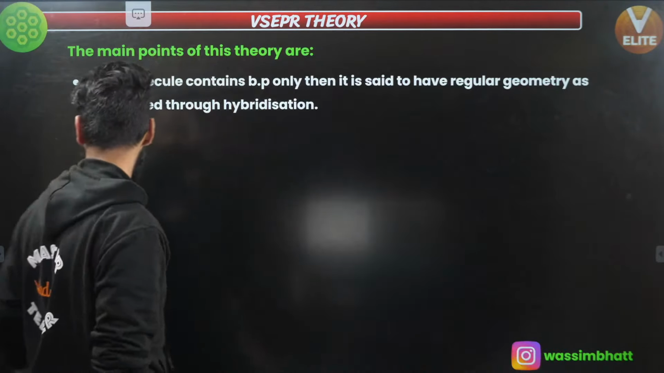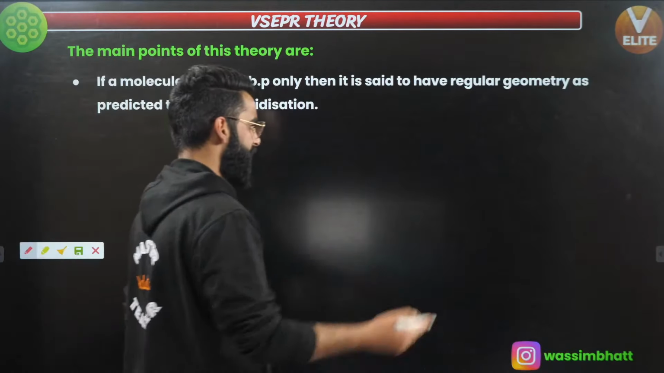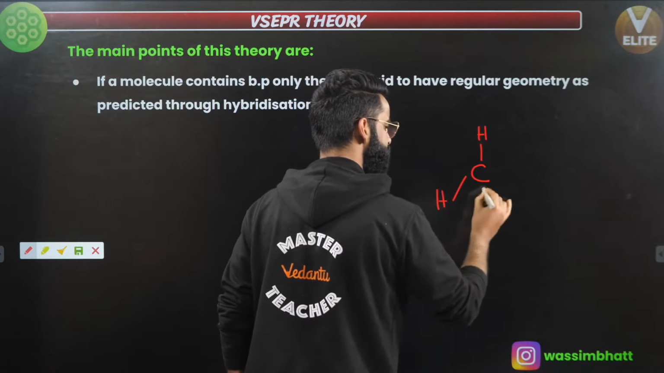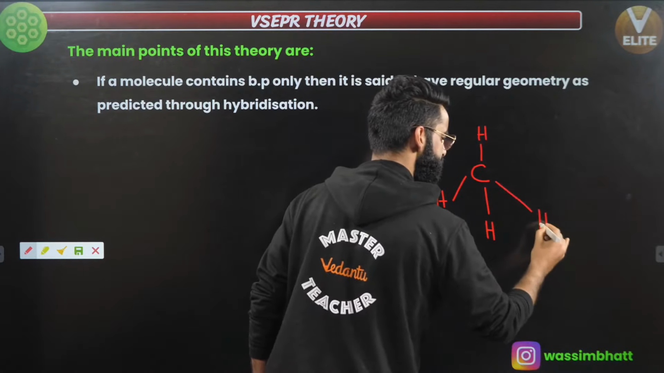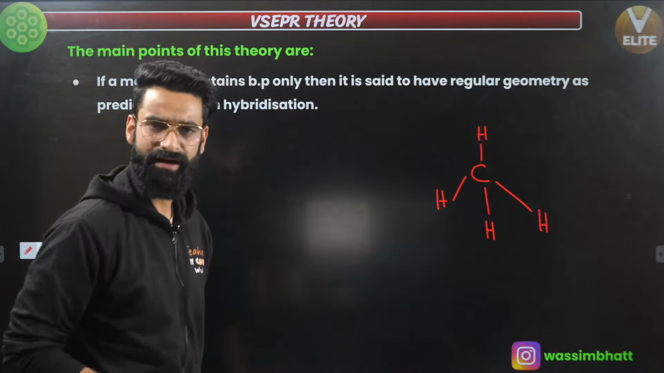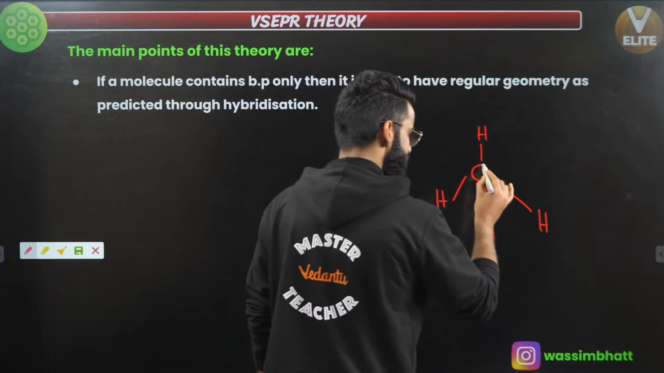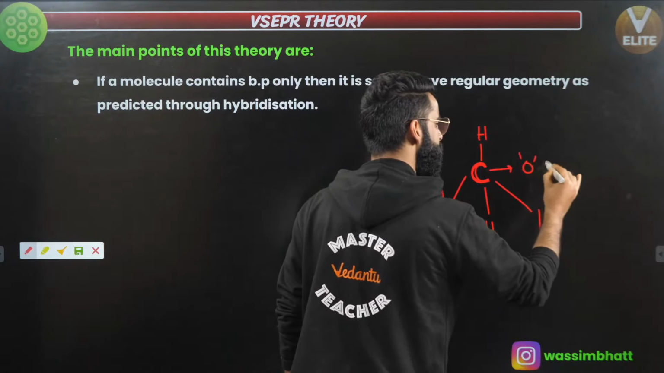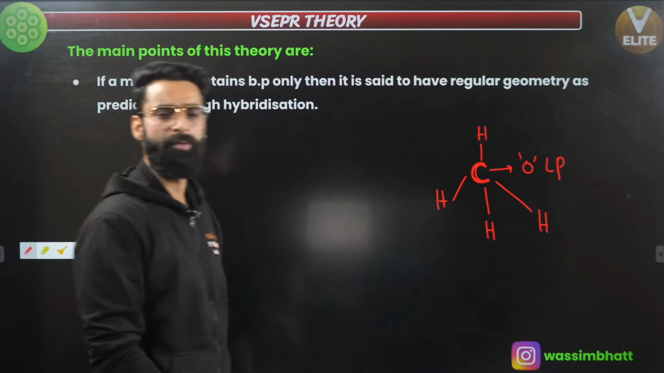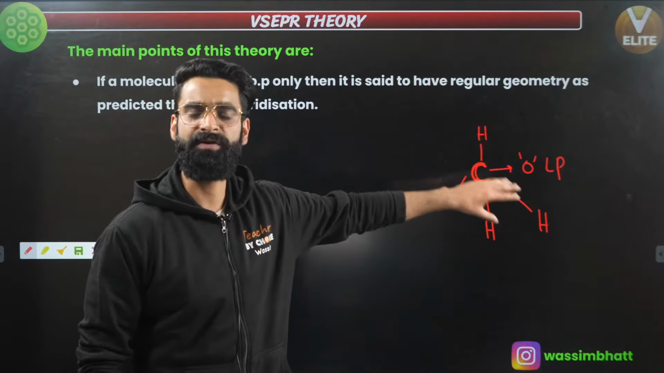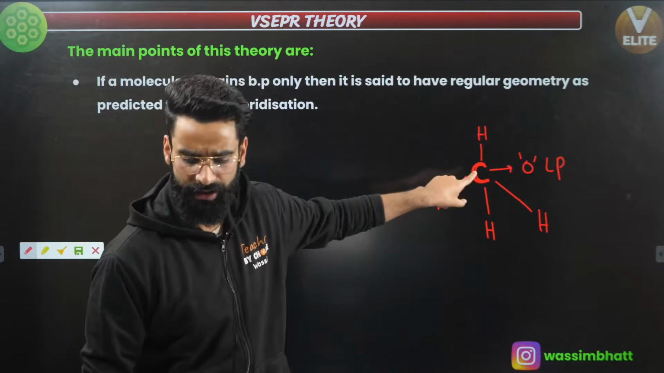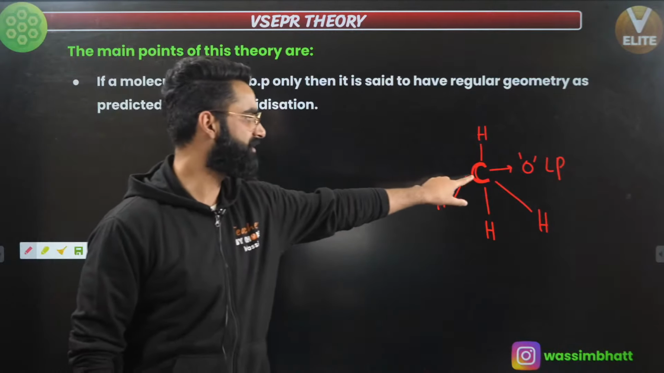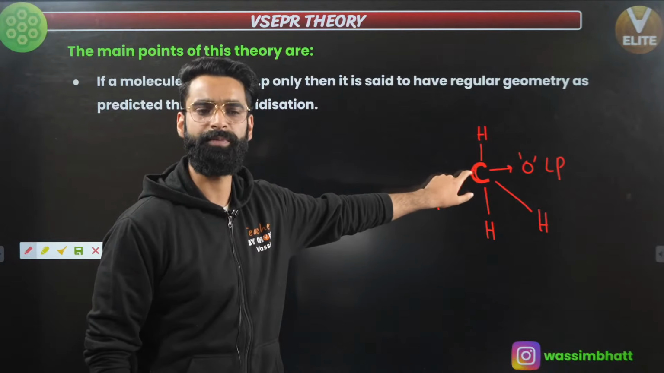Let me give an example as well. If I take the case of CH4, carbon is the central atom. If I ask you, are there any lone pairs on this carbon? There are no lone pairs, 0 lone pairs on this carbon, since in the outermost shell of carbon there are 4 electrons and it has used all 4 for the formation of 4 different bonds. So this central atom does not have any lone pair.